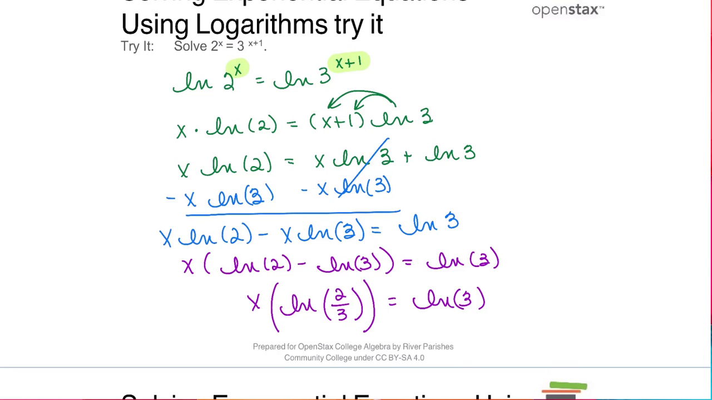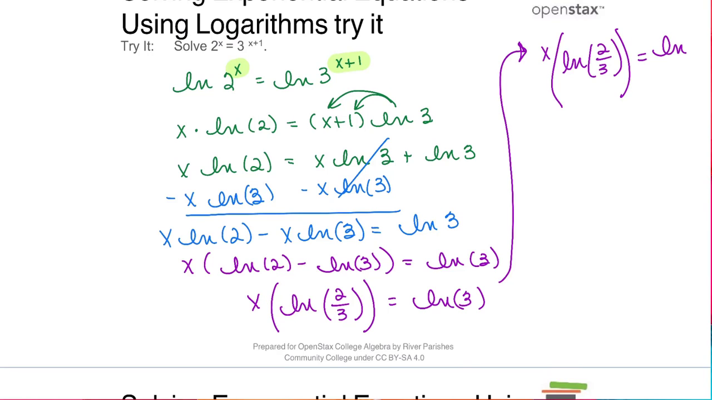Alright, so this is what we have here. Let me just rewrite the whole thing so that we're not confused. What we would do is divide both sides by ln of 2/3.